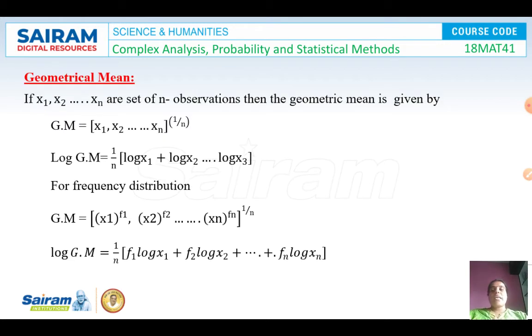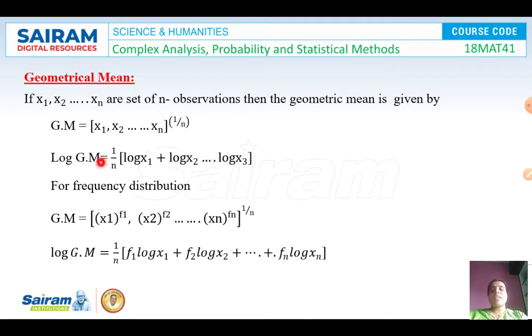So next let us see the geometric mean. Let us consider the same set of values which we have considered while defining the arithmetic mean. x1, x2 and so on up to xn are the set of n observations. Then the geometric mean, represented as GM, is defined as (x1 x2 ... xn) to the power of 1 by n.